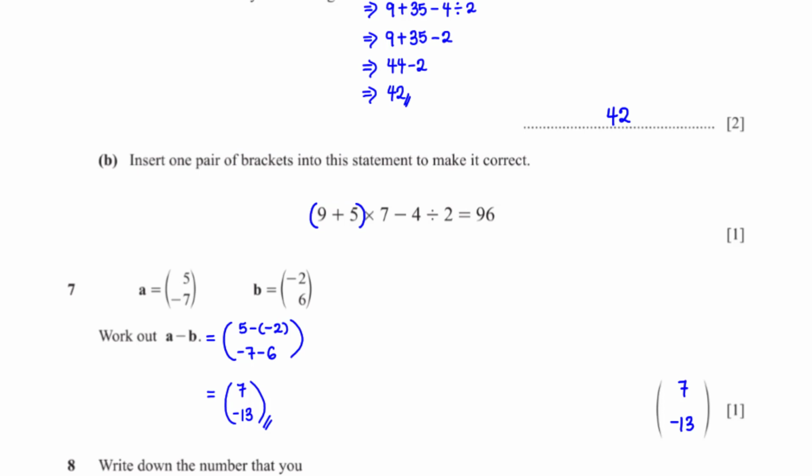A equals (5, negative 7). B equals (negative 2, 6). Work out A minus B. To get the resulting vector, we subtract the elements in vector B from the corresponding elements in vector A. So 5 minus negative 2 is 7, and negative 7 minus 6 is negative 13. So we have (7, negative 13).